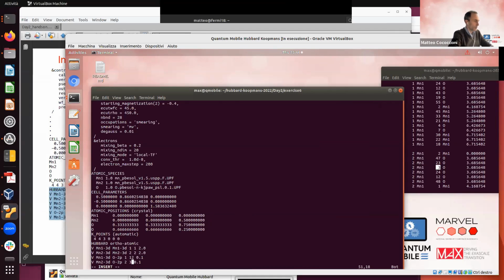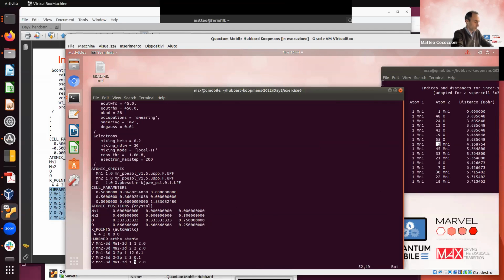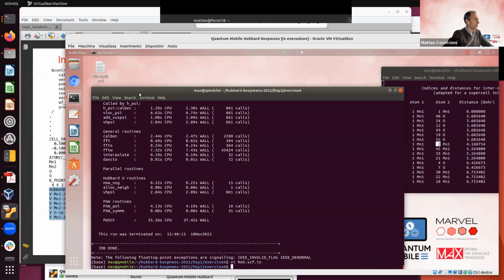So we'll do this. And then suppose I want also a V between the 2 manganese in the unit cell. That would be between 1 and 2. So this 2 is good. Okay. I'm putting just generic values here, okay? So we can run this calculation and then everything would work the same way as before.